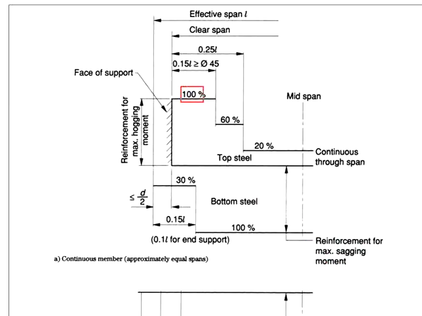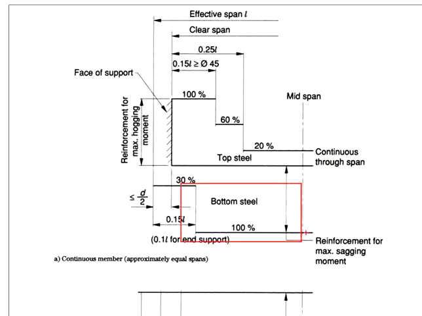There will be 100% of the top steel bar placed near to the support at a distance of 0.15L or a minimum of 45 times the bar diameter. You may reduce the reinforcement by 40%, and then exceeding 0.25 times the effective length, the amount of top reinforcement may be reduced to 20% only.